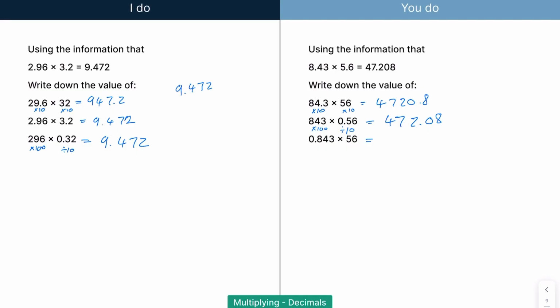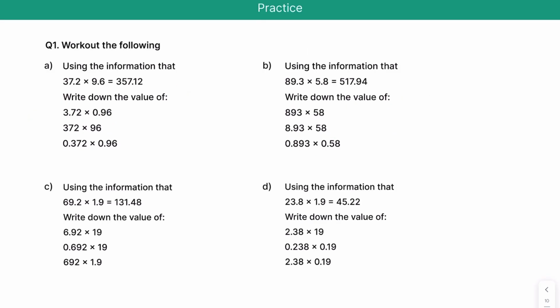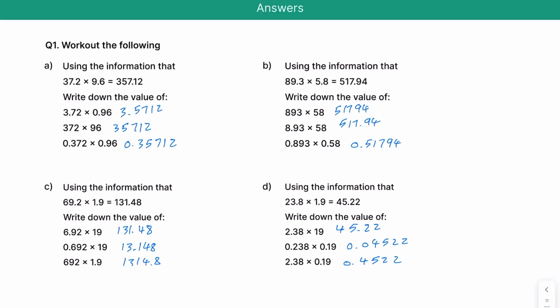And then finally, we have this. So here we can see we have divided by 10, and then we have multiplied by 10. And that just balances out because you move 1 to the left and then 1 back to the right. So that just becomes 47.208. So here's some practice questions. Press pause and have a go. Here are the answers, mark your work.